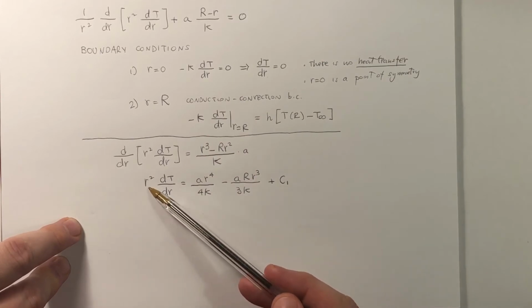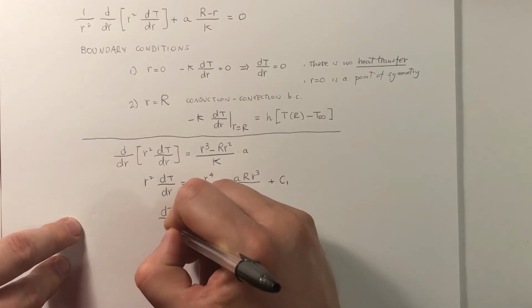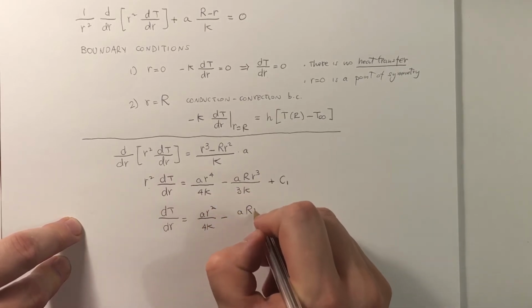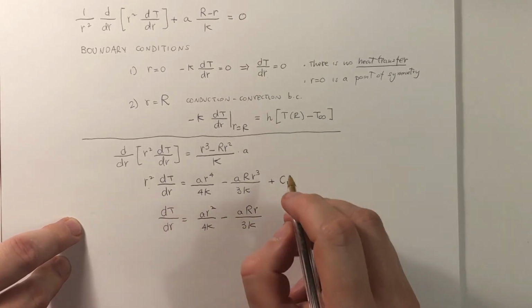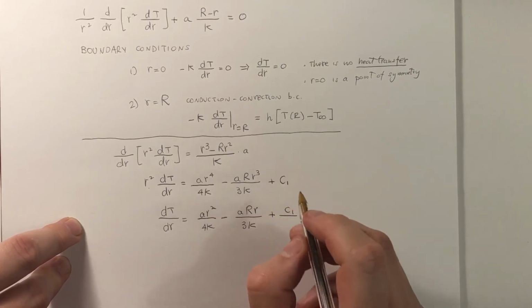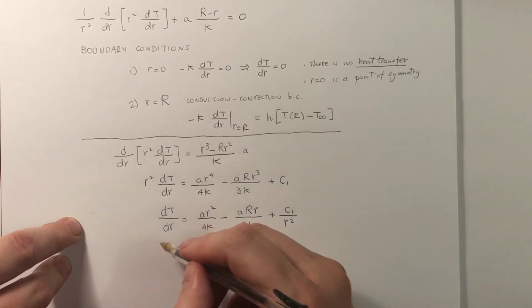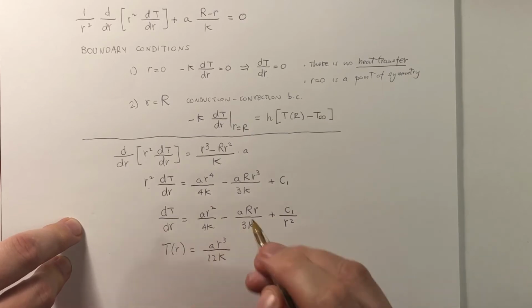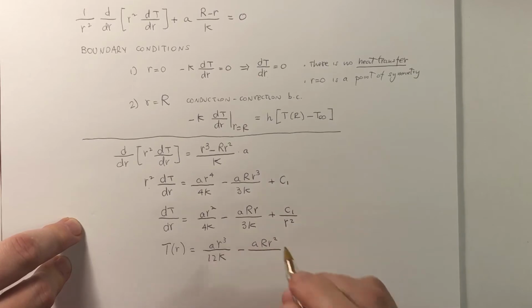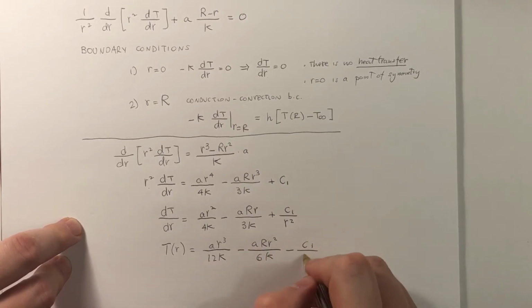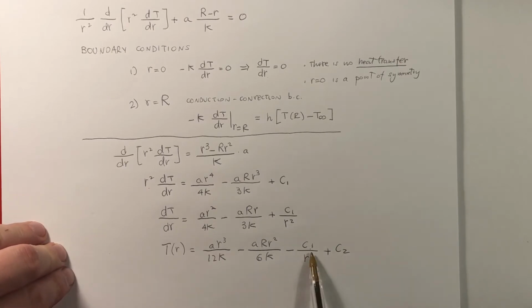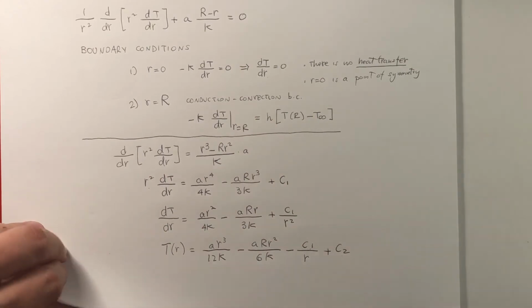Since this is multiplied by r squared, we can divide by r squared. We have dT/dr equal A r squared divided by 4K minus A R r divided by 3K plus C1 divided by r squared. We can integrate again and we find T of r equal A r cubed divided by 12K minus A R r squared divided by 6K minus C1 over r plus C2, where C2 is the second constant of integration. Very good. So now we have this expression. We have to find C1 and C2, and to find C1 and C2 we use the two boundary conditions. Let's see how we do that.